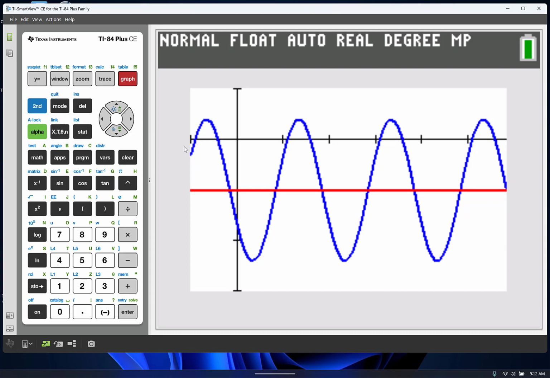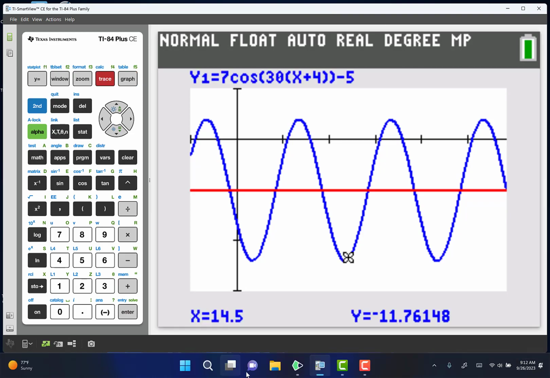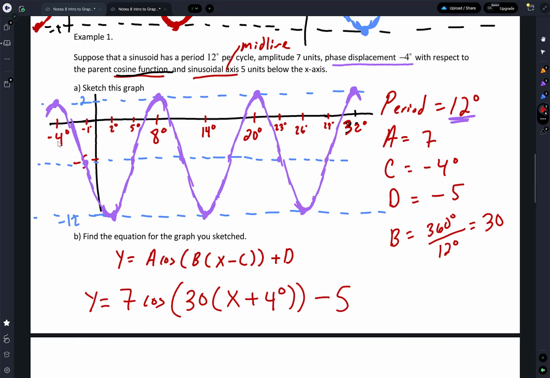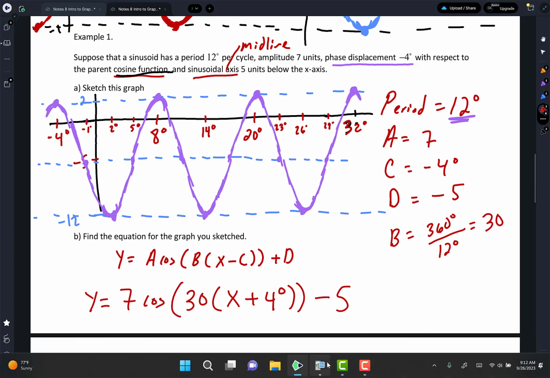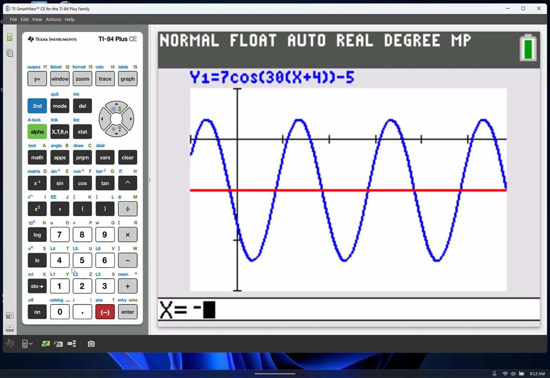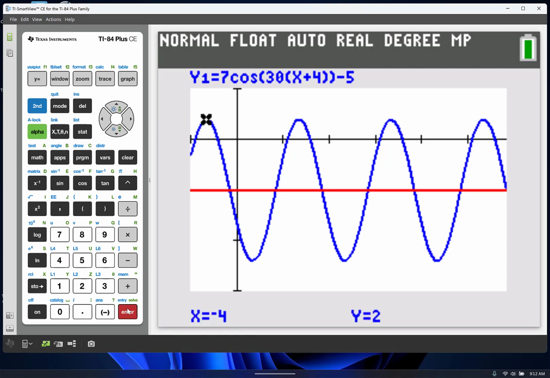Cool or not cool? All right, don't worry, we're going to check it. But Chav, I see a wave. But how do I know that this is the exact wave? Well, push the trace button. I know that I have a max at -4. So push trace, -4, and push enter. At -4, do I have a max at 2? Yep. Don't worry, we'll do it again.